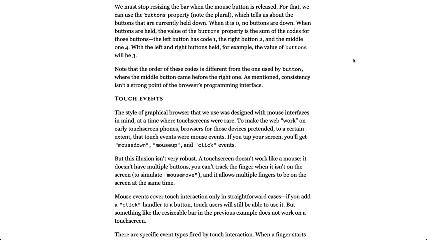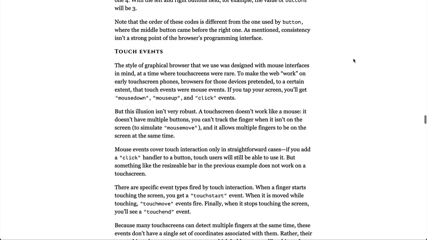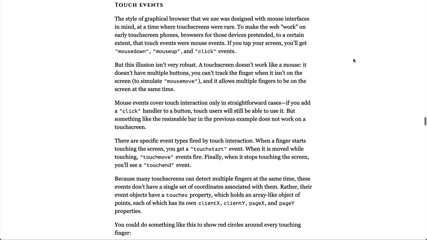When buttons are held, the value of the buttons property is the sum of the codes for those buttons. The left button has code 1, the right button 2, the middle one 4. With the left and right buttons held, for example, the value of buttons will be 3. Note that the order of these codes is different from the one used by button, where the middle button came before the right one. As mentioned, consistency is a strong point of the browser programming interface.